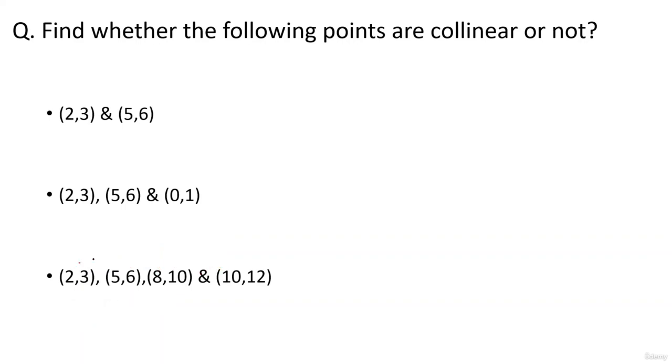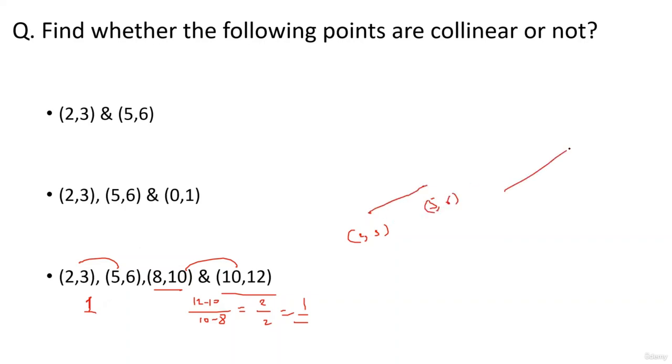So for (2, 3) and (5, 6) we already found the slope in the previous question, which was equal to 1 unit. Let's calculate the slope for (8, 10) and (10, 12). For these 2 points slope कितना होगा? 12 minus 10 divided by 10 minus 8 equals 2 upon 2, which is nothing but 1. So एक बात तो तय है, 2 3 and 5 6 को मिला के जो भी particular line मिलेगी, उसका slope same है with the line formed by 8 10 and 10 12.